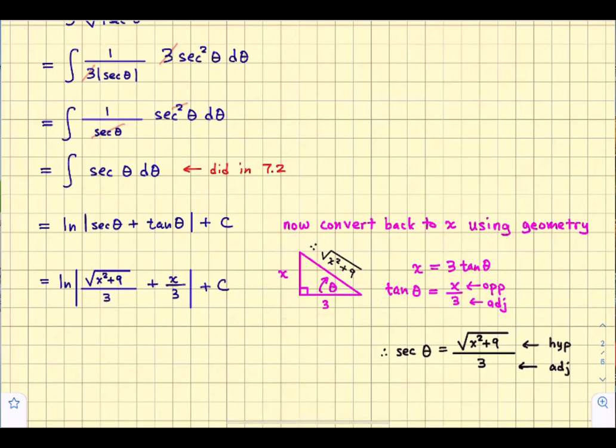Once the triangle is filled out, we need to know the tangent of theta, which we already know, and we need to know the secant of theta. The tangent of theta is x over 3, so we put that here. The secant of theta would be the ratio of the hypotenuse of this triangle to the adjacent side of theta. So that would be the square root of x squared plus 9 over 3. Once we substitute those in, we have the antiderivative of the original integral that we seek.